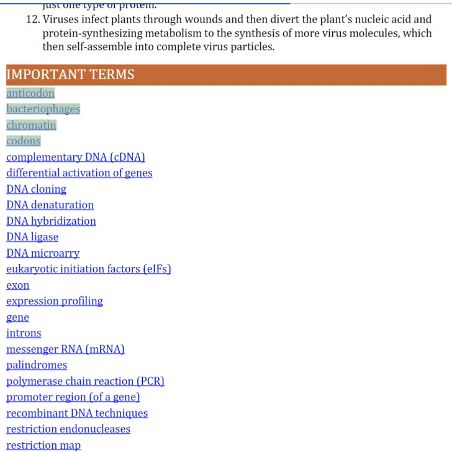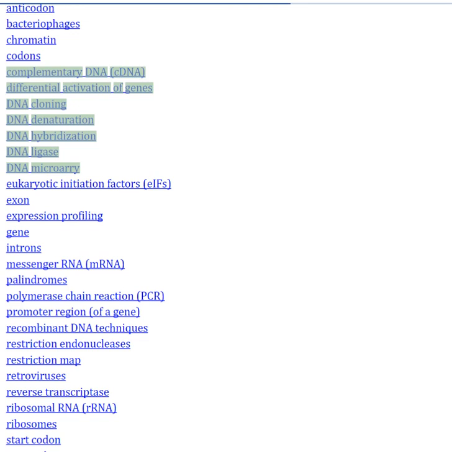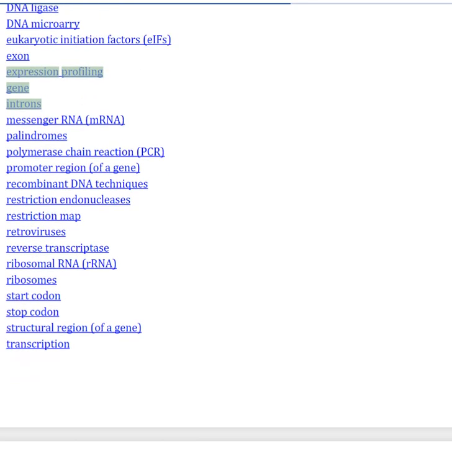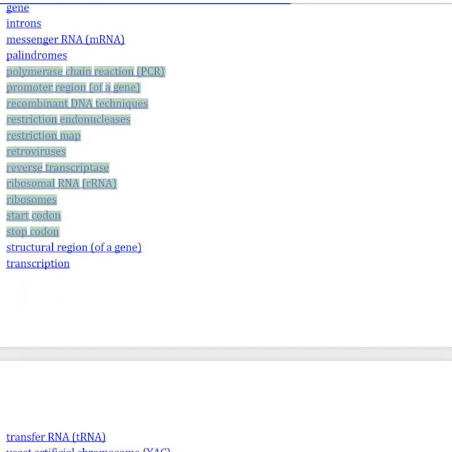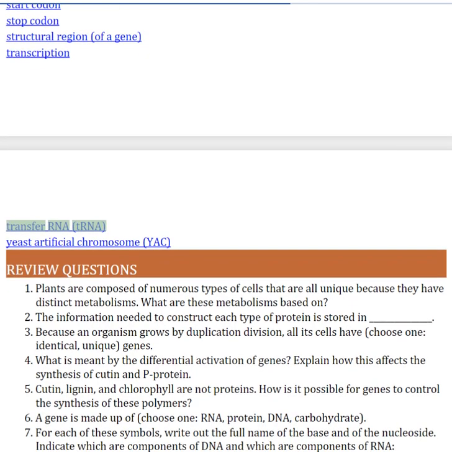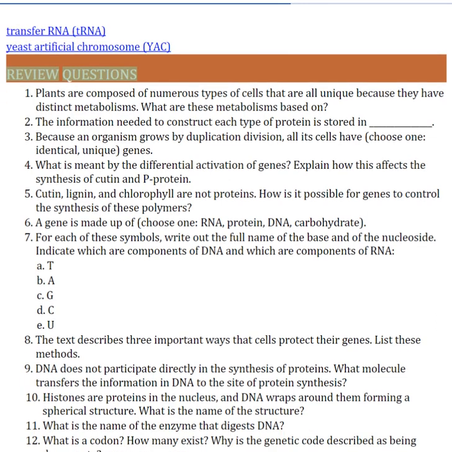Important terms: anticodon, bacteriophages, chromatin, codons, complementary DNA, differential activation of genes, DNA cloning, DNA denaturation, DNA hybridization, DNA ligase, DNA microarray, eukaryotic initiation factors, exon, expression profiling, gene, introns, messenger RNA, palindromes, polymerase chain reaction, promoter region, recombinant DNA techniques, restriction endonucleases, restriction map, retroviruses, reverse transcriptase, ribosomal RNA, ribosomes, start codon, stop codon, structural region, transcription, transfer RNA, yeast artificial chromosome.